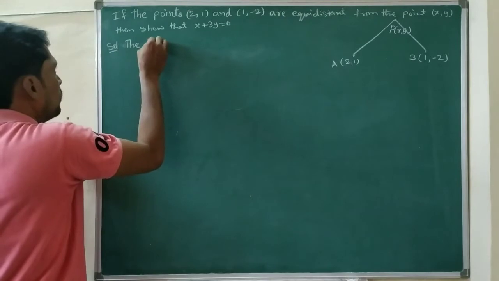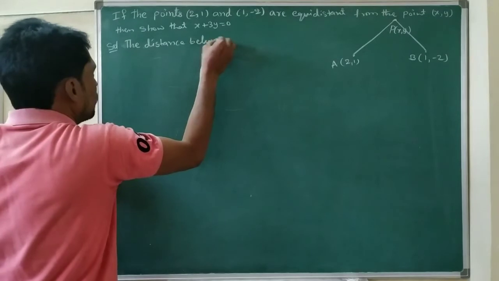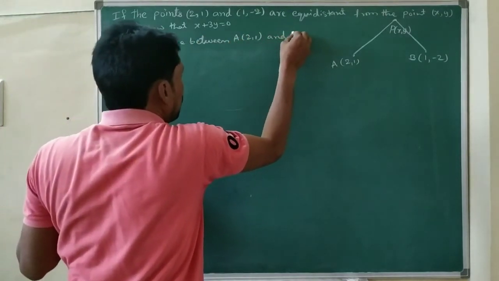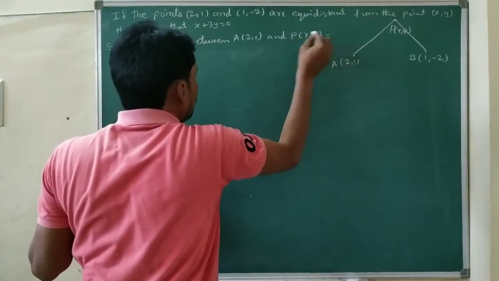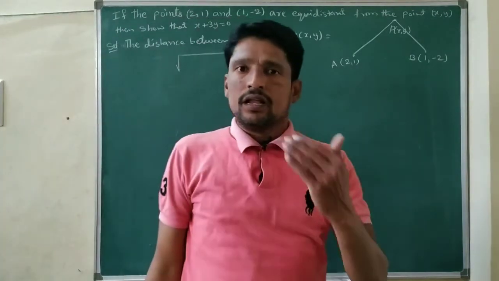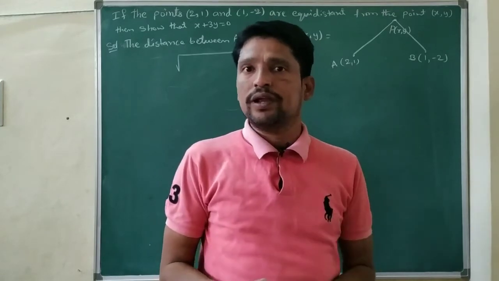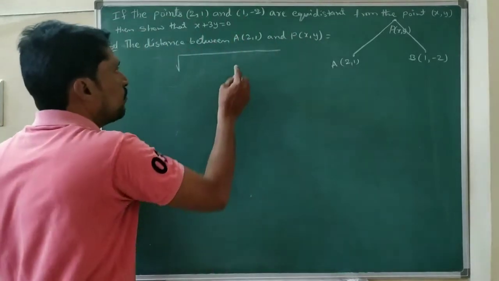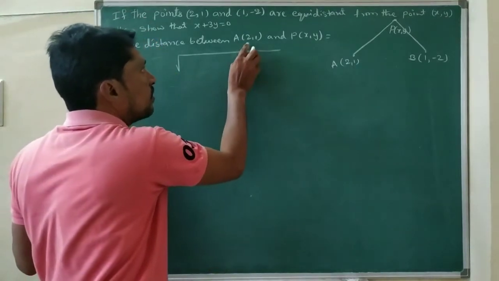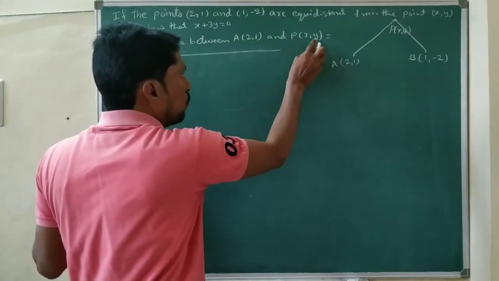So see here, the distance between A(2, 1) and P(x, y). We know the distance formula. What is the distance formula? Under root, (x2 minus x1) whole square plus (y2 minus y1) whole square. So here, what is x1, y1 and what is x2, y2? In A's coordinates, 2 is x1 and 1 is y1. Here x is x2 and y is y2.